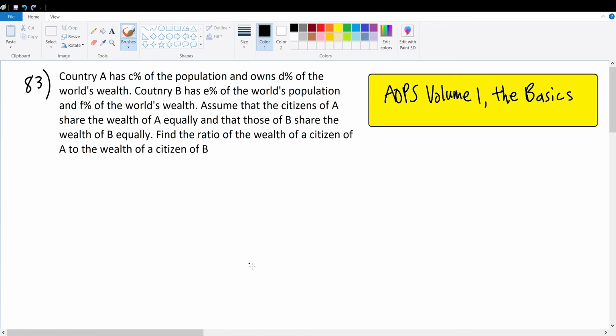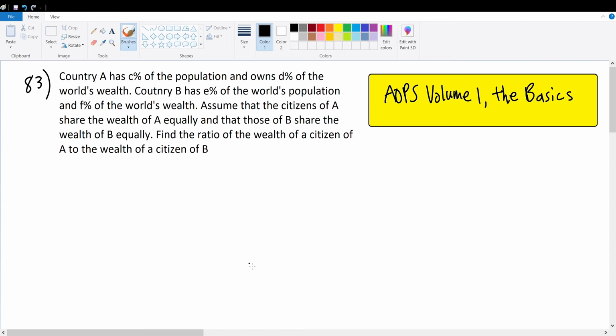AoPS Volume 1, The Basics, number 83. Country A has C% of the population and owns D% of the world's wealth. Country B has E% of the world's population, F% of the world's wealth. Assume that the citizens of A share the wealth of A equally and that those of B share the wealth of B equally. Find the ratio of the wealth of a citizen of A to the wealth of a citizen of B.